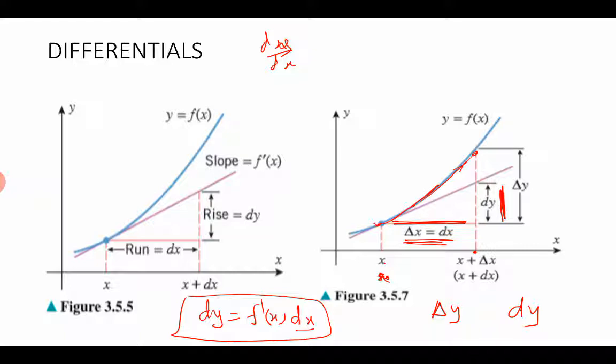Whereas dy represents the change in y that occurs when we start from x and travel along the tangent line until we reach this end, x plus delta x. That's the difference. So this is called a rise. dy is called the rise of the tangent line.